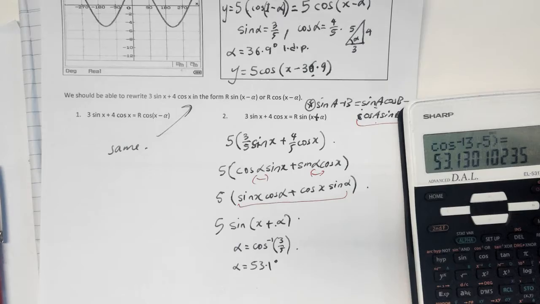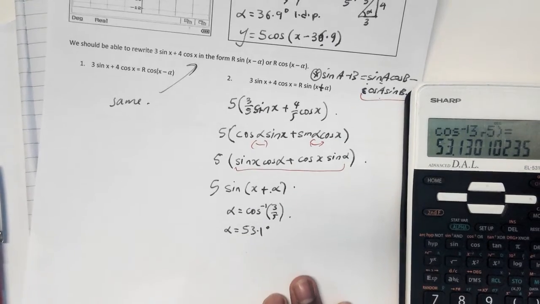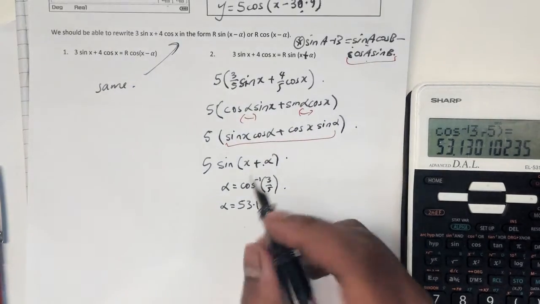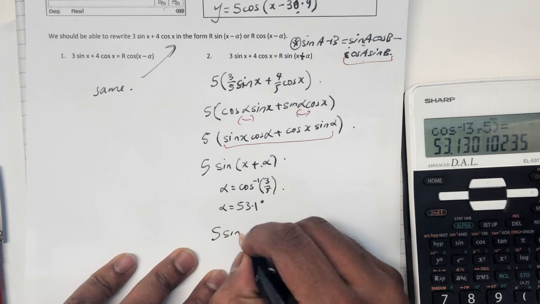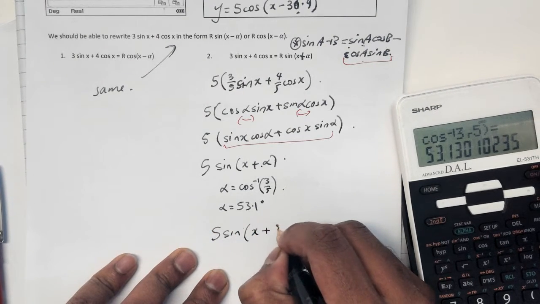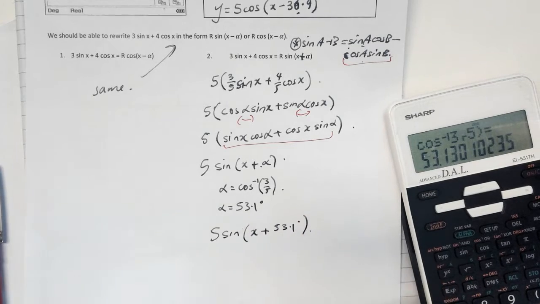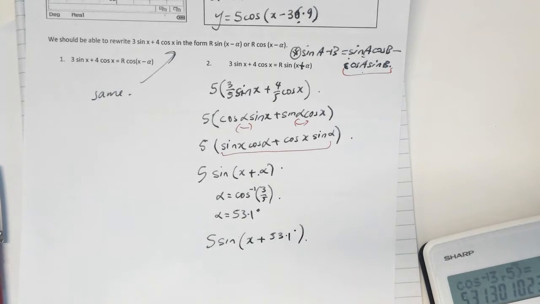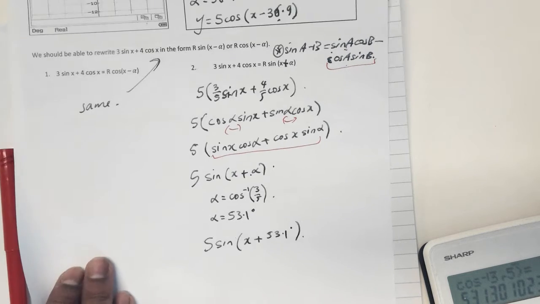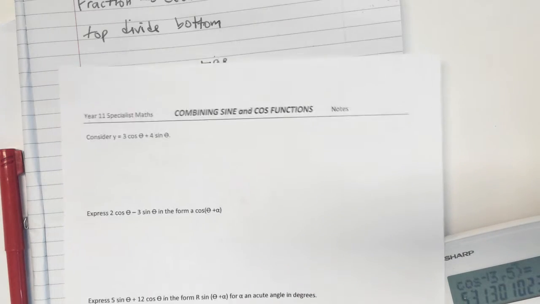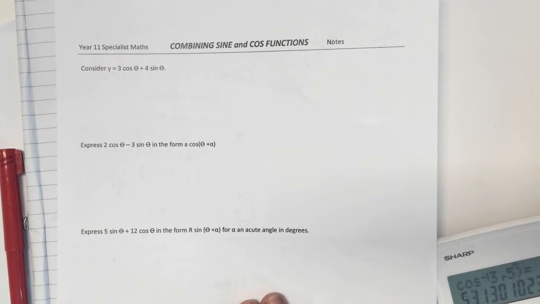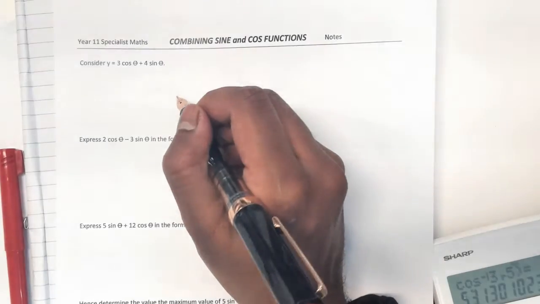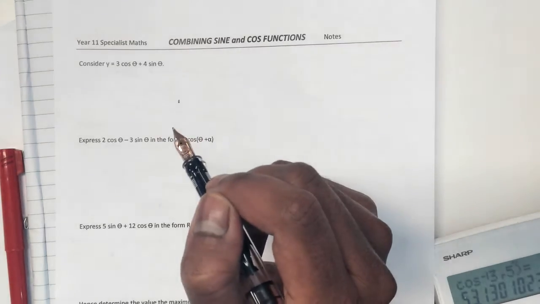Alright. So now we can write this full thing as 5 sine x plus 53.1 degrees. And there we go. Make sense so far? Alright. Flip it around. Boom. We've already done that, so we don't need that one.